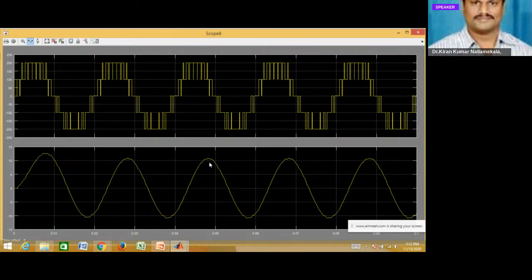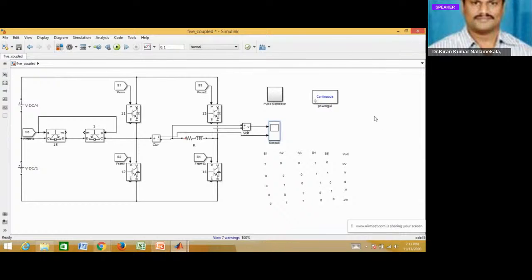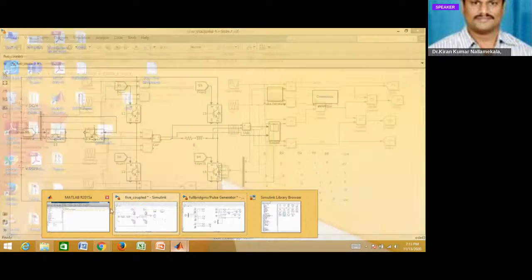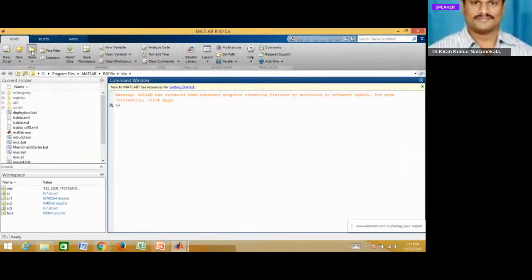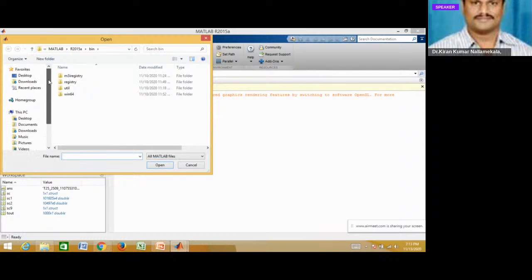In case of 2 level, in case of 3 level, it was reduced, and again in case of 5 level, it is significantly reduced. So you are getting pure sine wave in a 5 level inverter. This is the beauty of multi-level inverters. If you go on increasing the number of levels, you will reduce the ripple content furthermore. Okay, this is how we simulate 5 level inverter. Very simple, and if you concentrate some time on this, you can simulate any given converter.